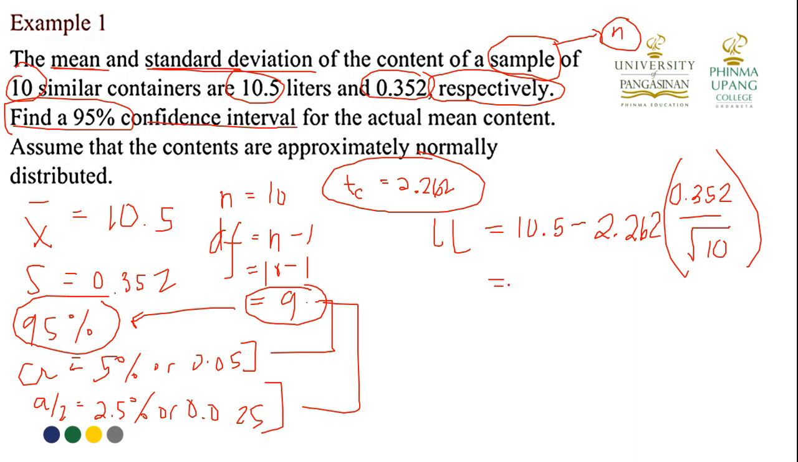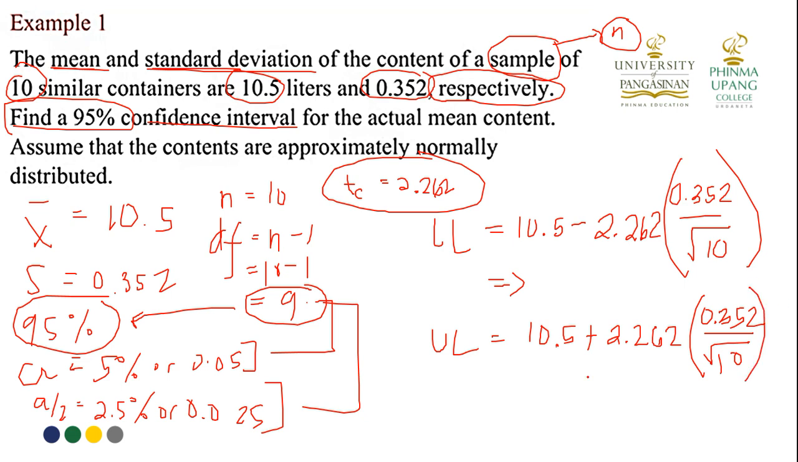So please compute the LL now, go. While I write the UL: 10.5 plus 2.262 times 0.352 over the square root of 10. Answer, please.